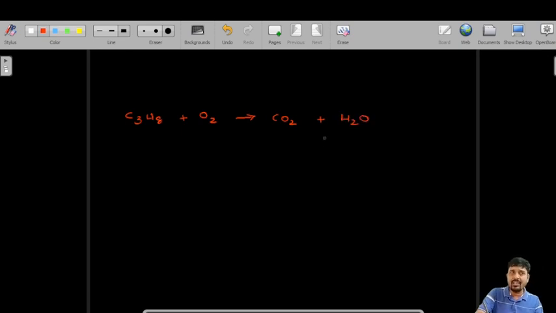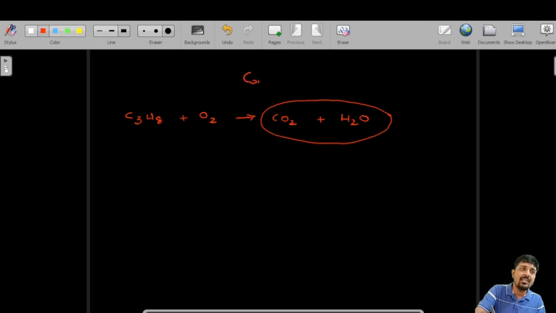So I'll tell you one thing. Here, what are the end products? CO2 and H2O. Whenever CO2 and H2O are the end products, then obviously this reaction is a combustion reaction. So now I will tell you a small technique. Whenever you see a combustion reaction, you can easily balance it. First we will check whether it is balanced or not. How many carbons are here? 3. How many carbons are here? 1. Then obviously it is an unbalanced chemical equation.